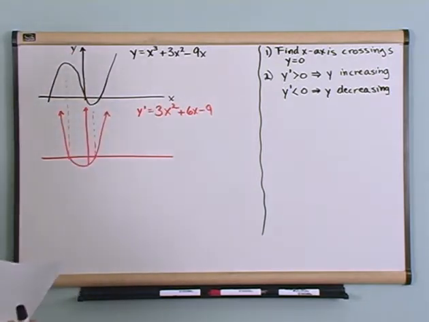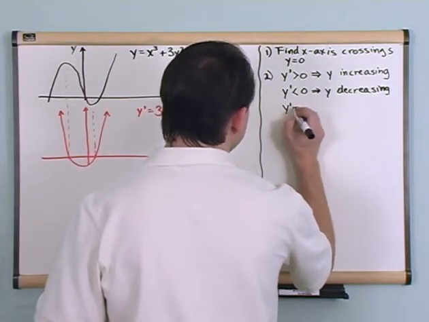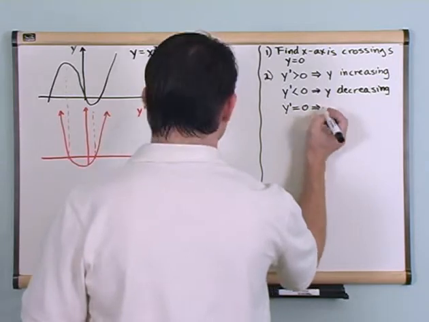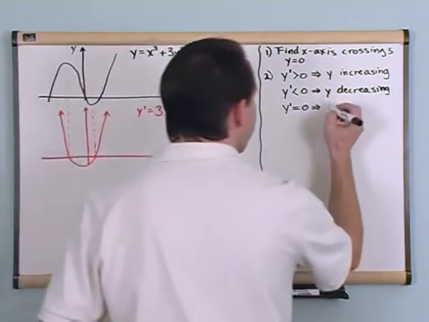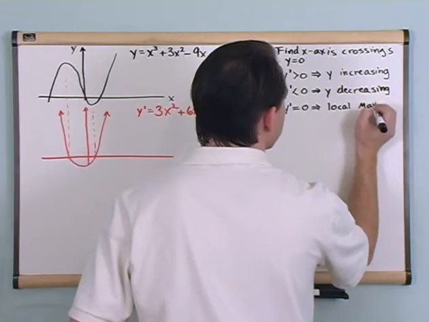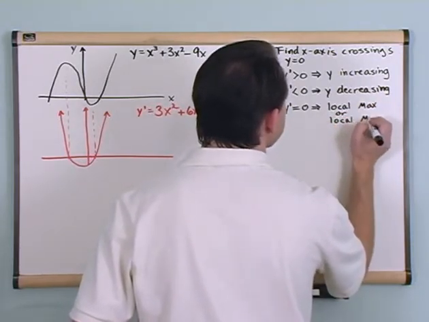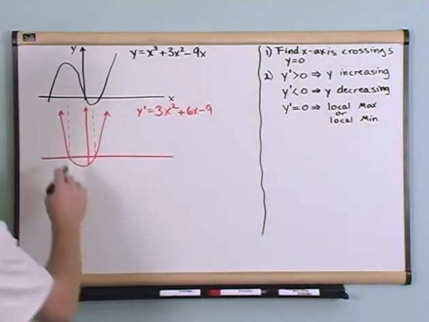So what can you learn from this? If the derivative is equal to 0, okay, what does that mean? That means I have a local max or local minimum.